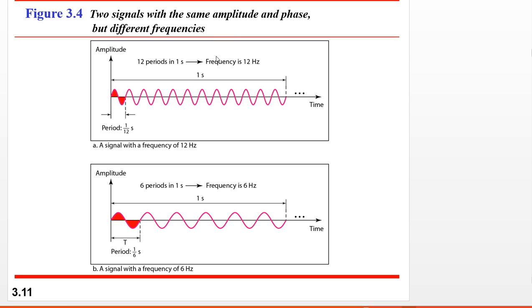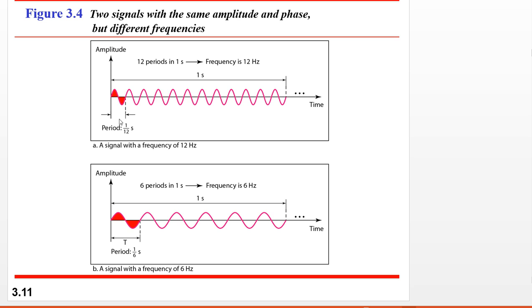So now the amplitude and the phase are the same, but they are different in the frequencies. You can see the number of periods, how many periods there are in this one, 1 by 6 you can call it, but here it is 1 by 12 per second, that is a period. So this is the representation of the sine wave in a periodic analog signal.